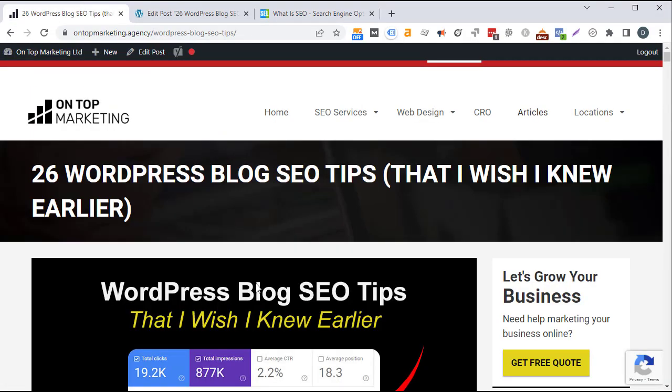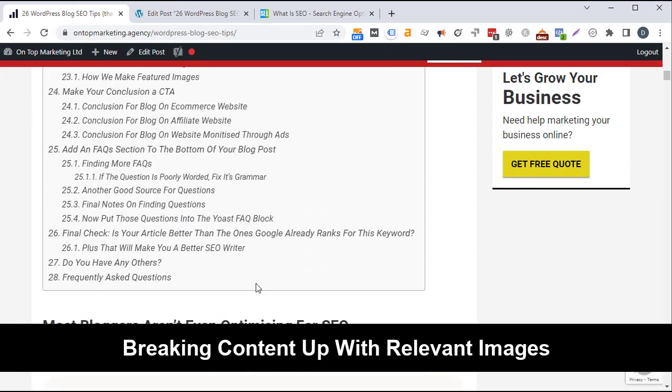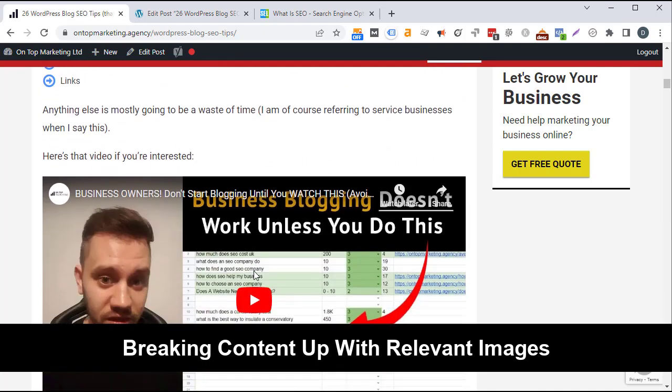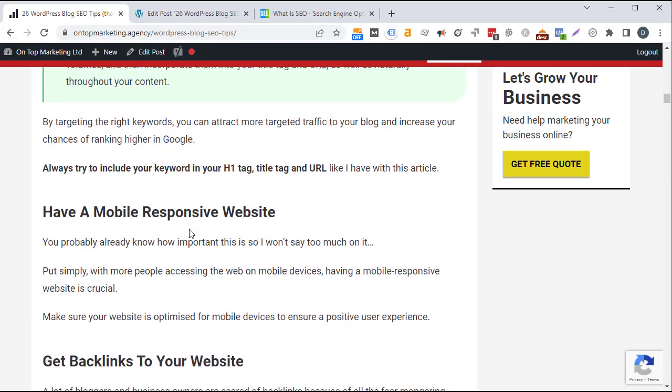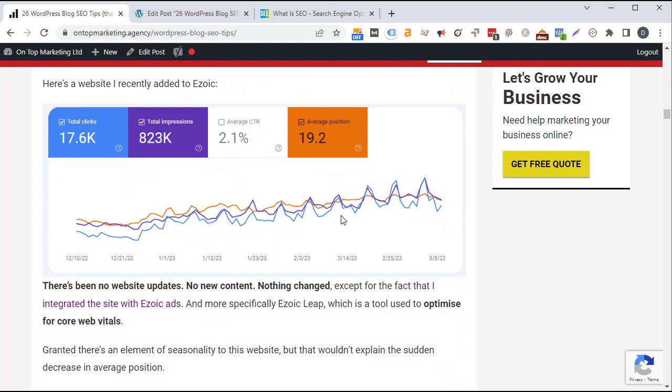The next thing that we do is we make sure that we're breaking up our articles with relevant images throughout the content. So if you've got a great big wall of text, it's going to get very boring. It's going to make people not want to carry on reading. And so we put images throughout our articles like this right here and like this right here, just to break it up and illustrate the point that we're making.